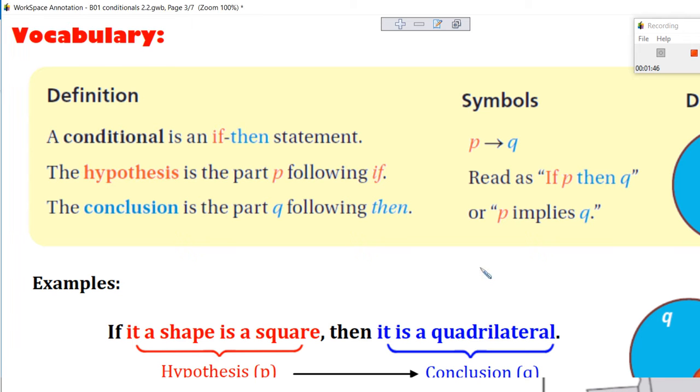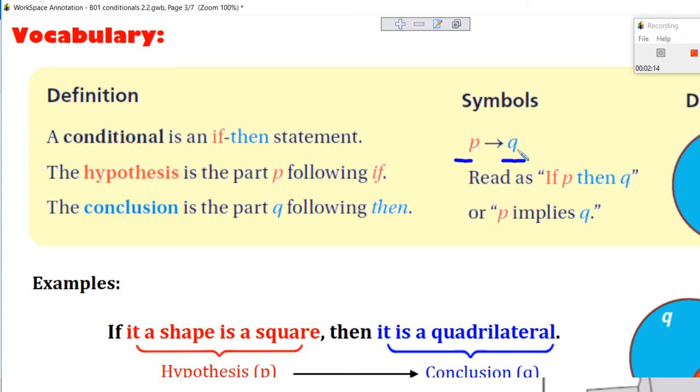So a couple definitions for you. A conditional is an if-then statement. We often denote it by saying if P, then Q. So we'll put the letter and then that little line with the arrow, and we read it as if P, then Q, or P implies Q. So we have a starting point, and that implies a second one.